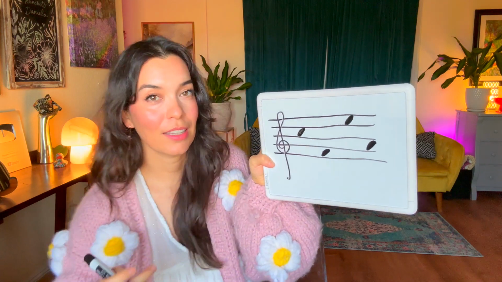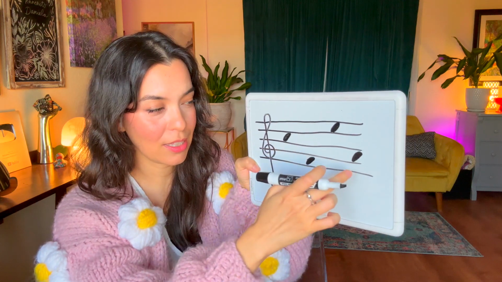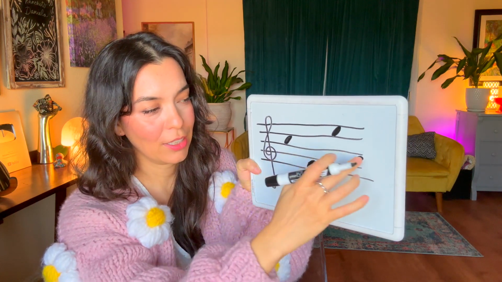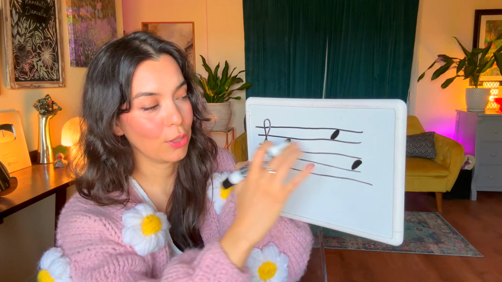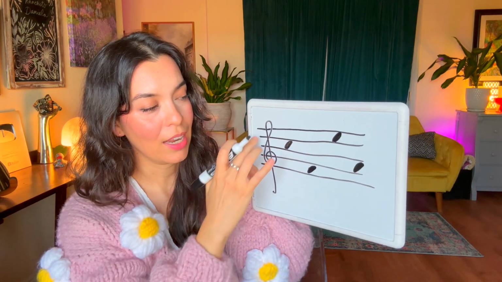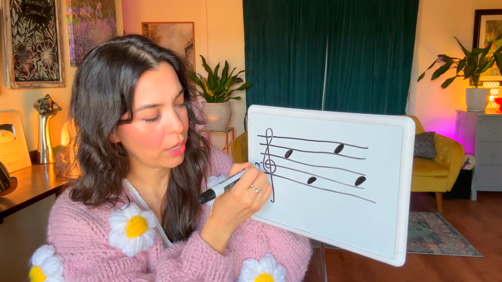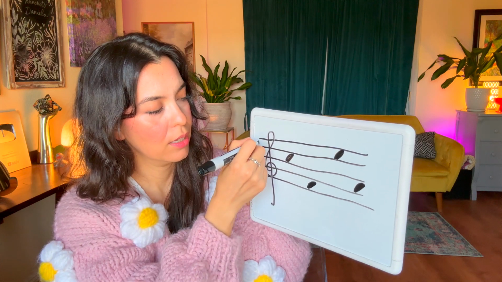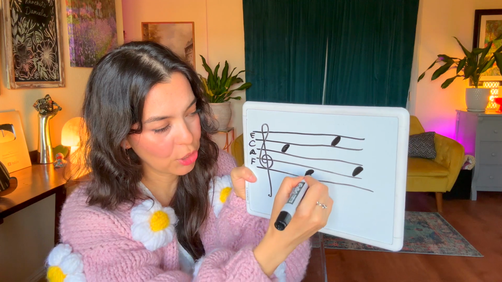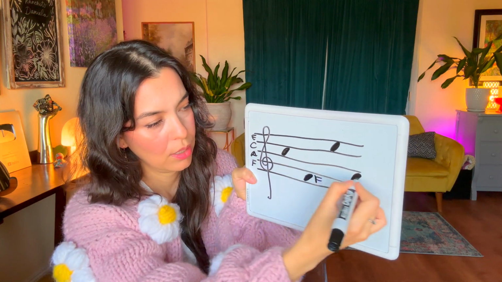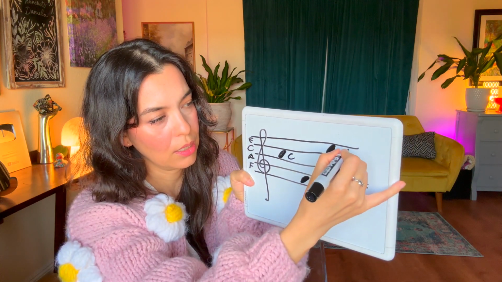Well, the way to figure this out is either you memorized anything that's on the bottom space is an F, anything that's on the second space is an A, anything that's on the third space is a C, and anything that's on the fourth space is an E, or you can always write it for yourself on the side like this. Make sure it's on the spaces and then just match it. F, A, C, and E.